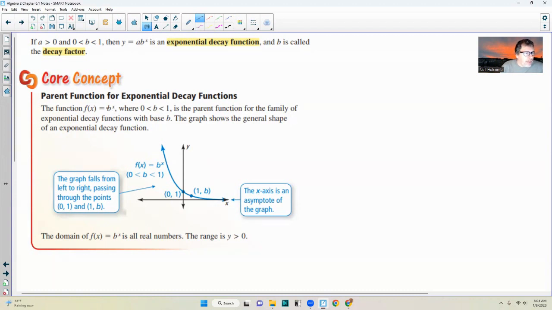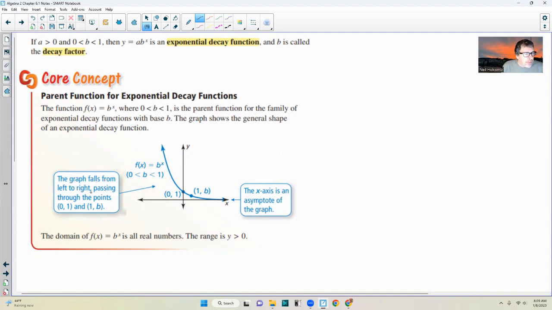in other words, a is 1, and b is between 0 and 1. It's the parent function for the family of exponential decay functions with base b. The graph shows the general shape of an exponential decay function. So it comes from infinity, comes down, it comes down, it comes down, and it gets closer and closer to the x-axis, but it can never get there. So the x-axis, again, is an asymptote of the graph.